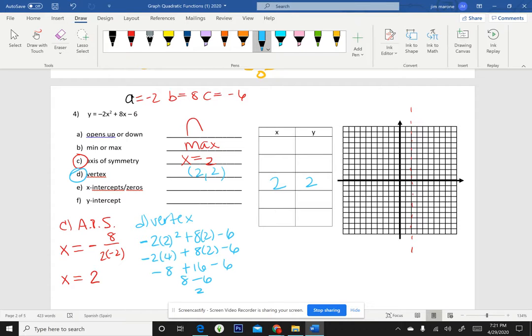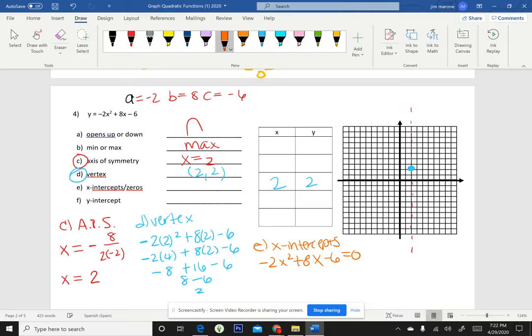So now I am going to find my x-intercepts. So I should have graphed the point 2, 2. It's on my axis of symmetry. And that's the vertex. And the parabola is going to open down. To find the x-intercepts, I take the equation and I solve the equation.